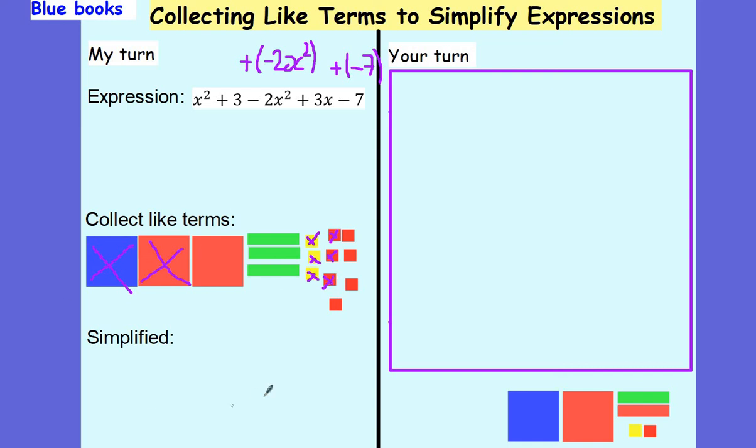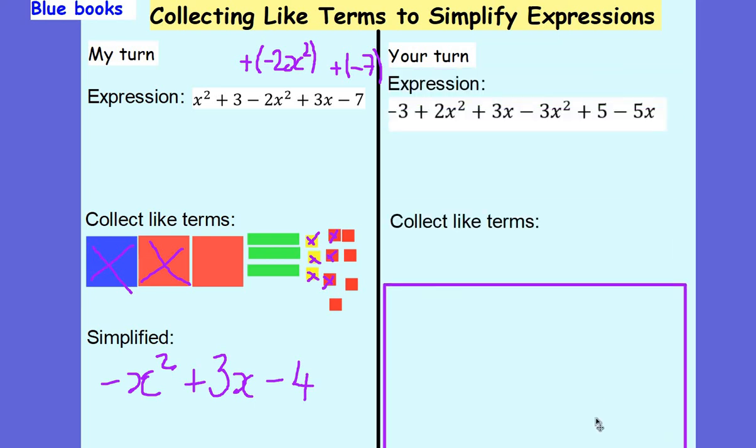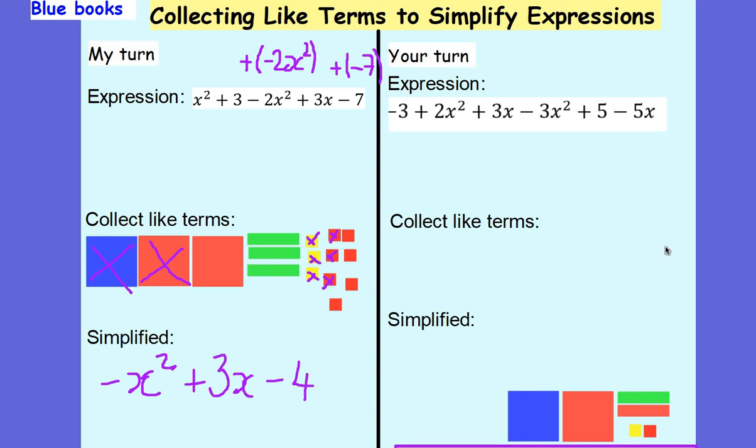So this time, how many x squareds am I left with, Harry? You're right, I'm left with a negative x squared because I've just got 1 red one. Leah, how many x's have I got? 1, 2, 3, brilliant, plus 3x. And Finley, how many negative 1s have I got? I've got 4 of them. So simplifying that, I've got negative x squared plus 3x, subtract 4. Over to you guys, Year 7. Here's one for you. Pause the video for a couple of minutes, model it using the algebra tiles, and work it out for me.